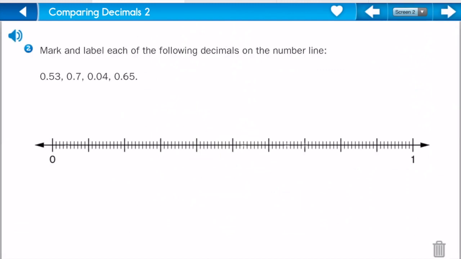Now we're going to mark and label each of the following decimals on the number line. So we see that it starts at 0 and it ends all the way at 1. Let's look at our numbers and let's decide which one is the smallest. So we have 0.53, we have 0.7, 0.04, and 0.65. So if we look at those, which one is the smallest?